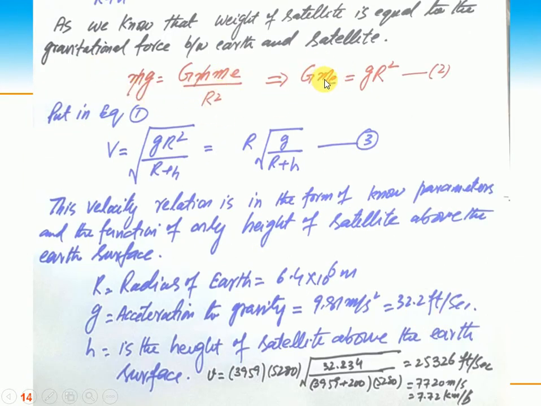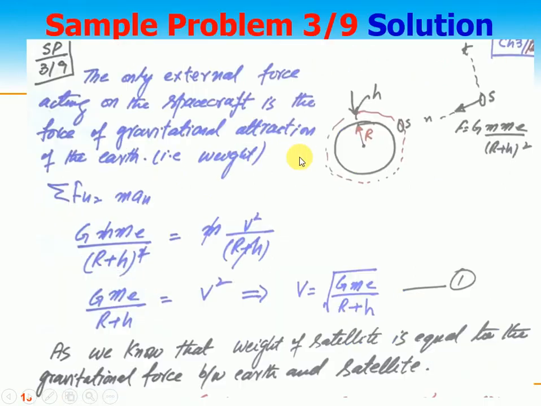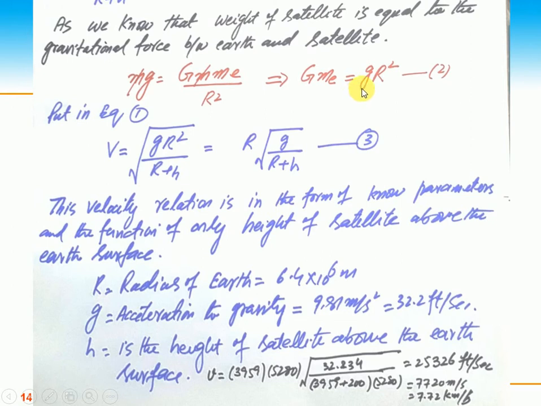I can also write G Me as g r square. So I can replace this G Me with the more known value, that is g r square, where g is the acceleration due to gravity and r is the radius of the Earth, and we get v equal to under root g r square upon r plus h, or r under root g over r plus h.